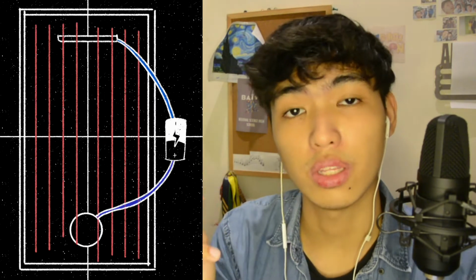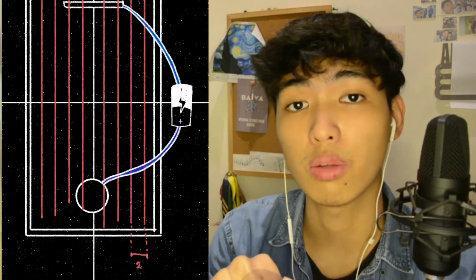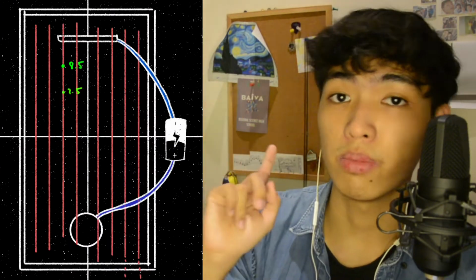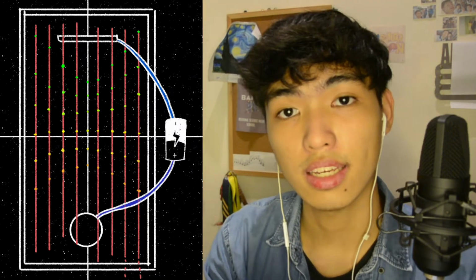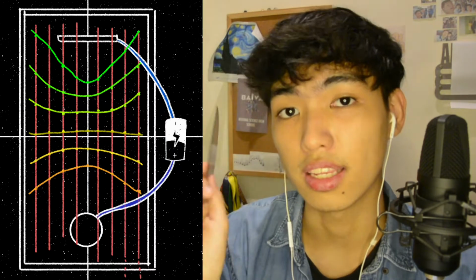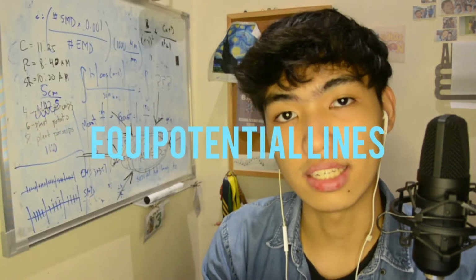Using vertical lines with intervals of 2 from the x-axis, we wanted to plot voltages of 8.5, 7.5, all the way down to 3.5. Repeat this process on every line, and then extrapolate the curves. This curve is our equipotential lines.